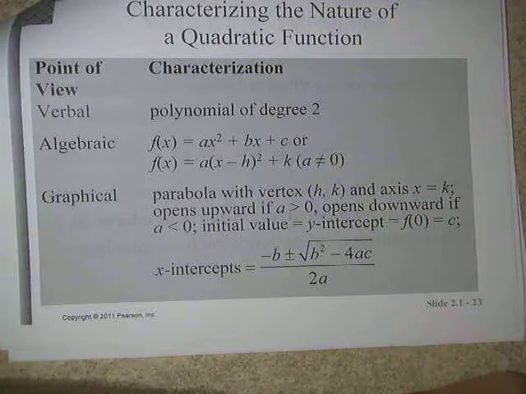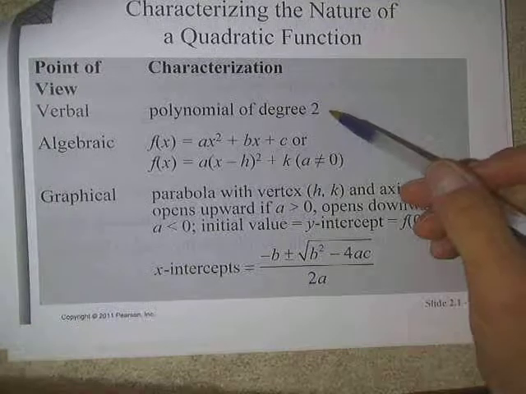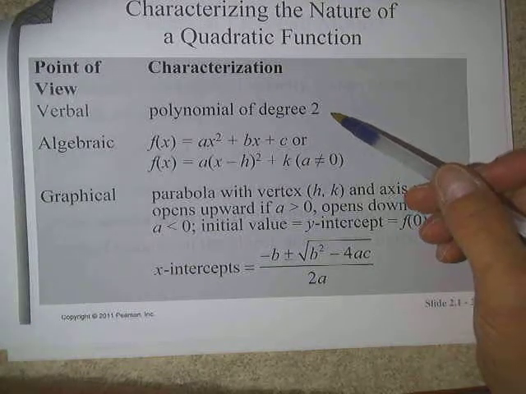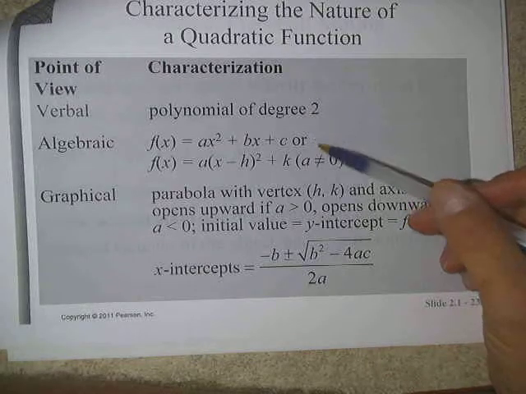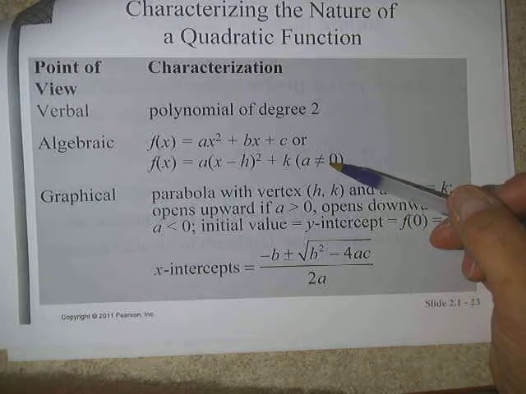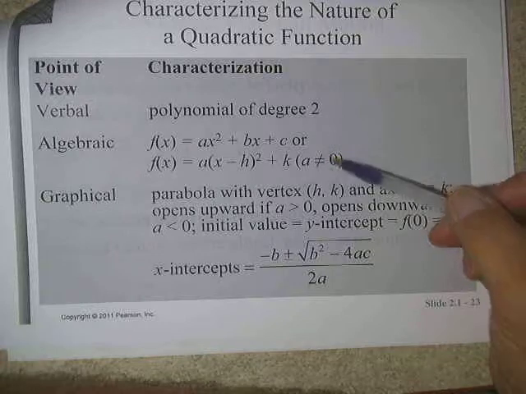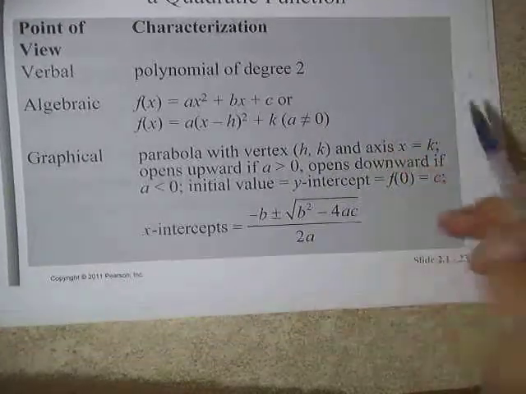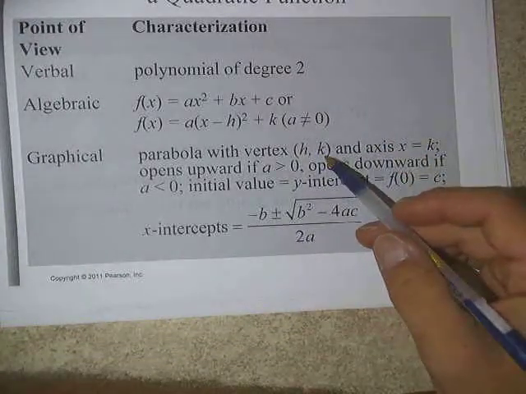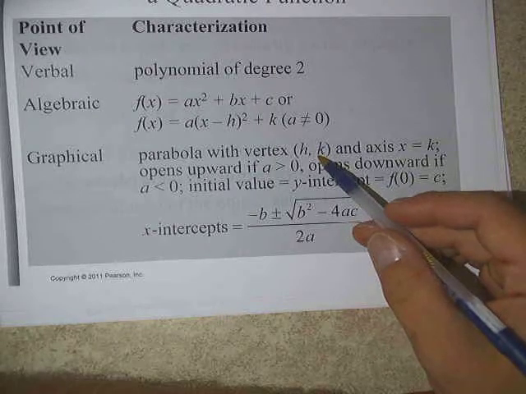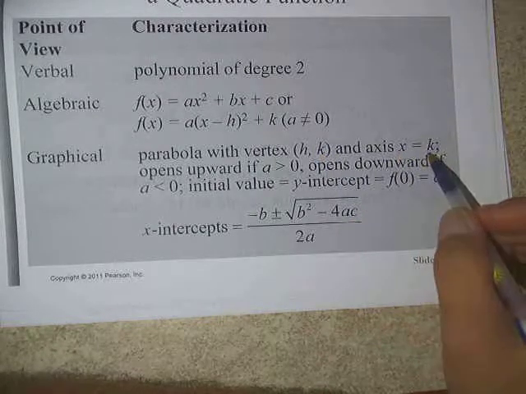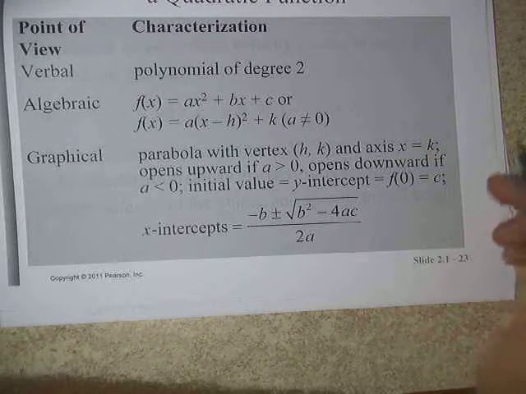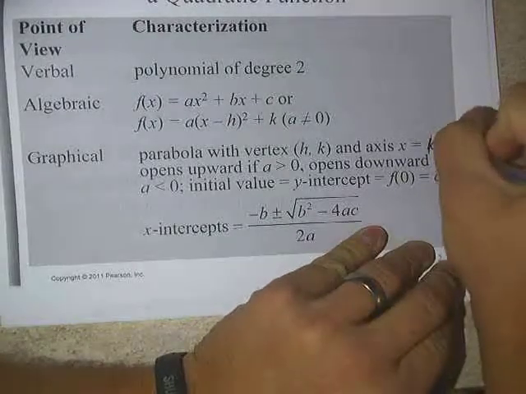Actually, I lied. I want to show you this one slide real quick. This is the little box that's in your book talking about the characterizations of a quadratic. We had one of these yesterday with a linear. Verbally, we call a quadratic equation a polynomial with degree 2. Algebraically, we can write it in either standard form or vertex form. And graphically, we know that it's always going to be a parabola.